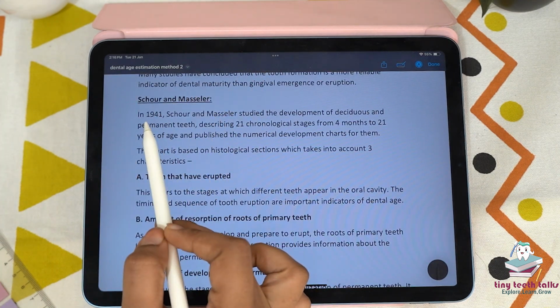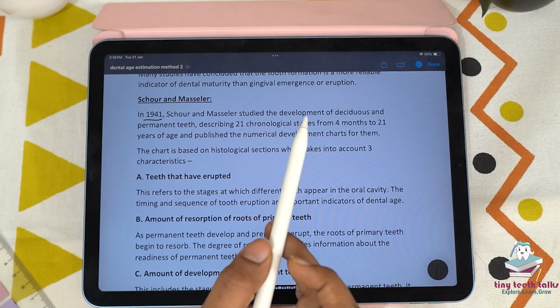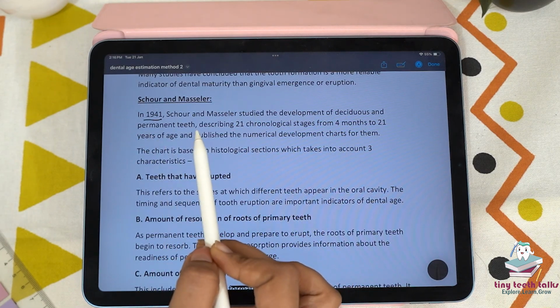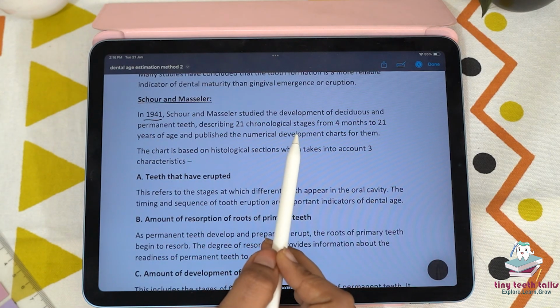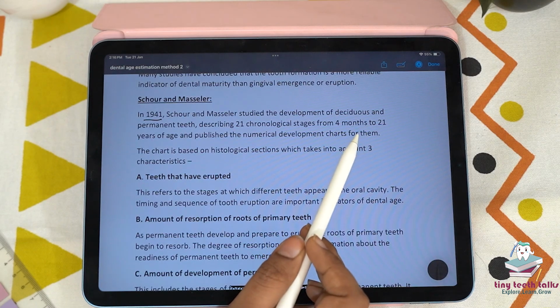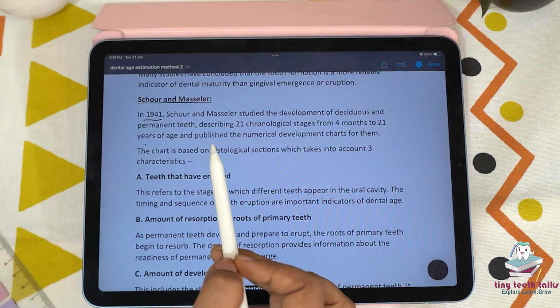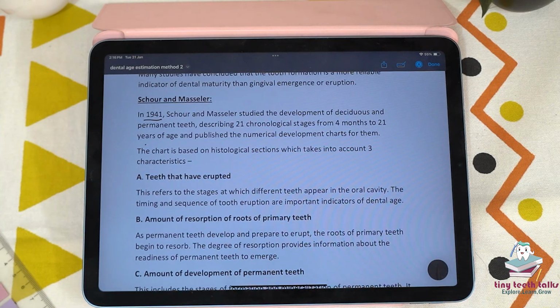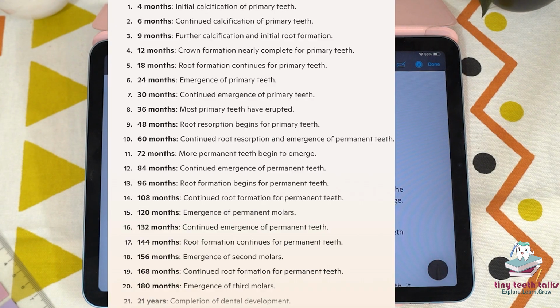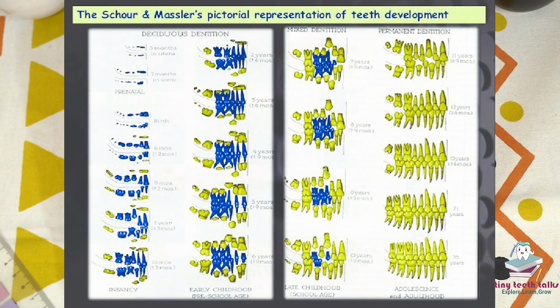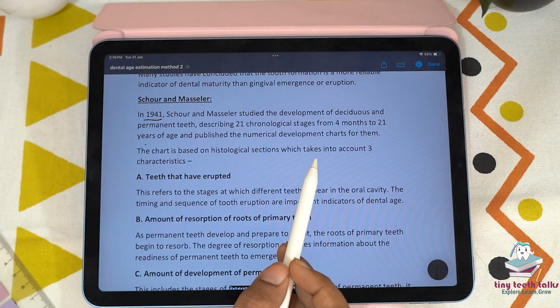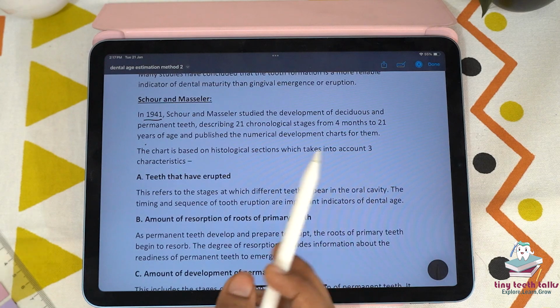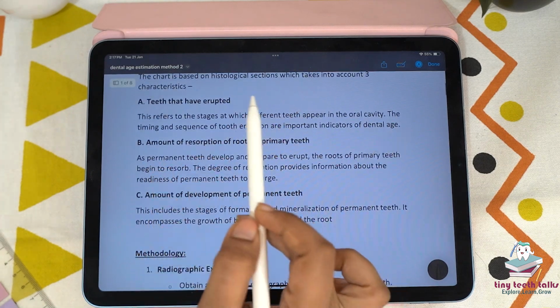So the first method is Schour and Massler. In 1941, Schour and Massler studied the development of the deciduous and permanent teeth, describing 21 chronological stages from 4 months to 21 years of age, and published numerical development charts for them. These are the 21 stages they described, and this is the chart they published in the Atlas. The chart is based on histological sections, which take into account three characteristics.